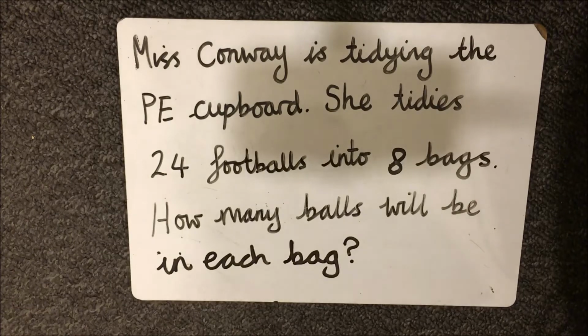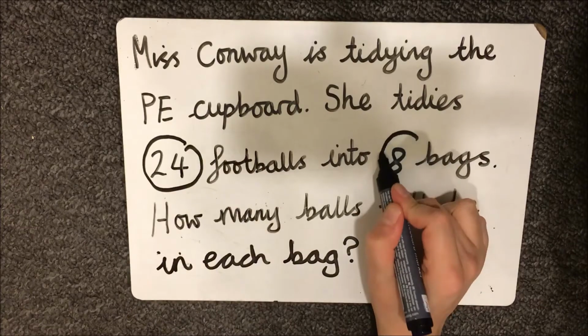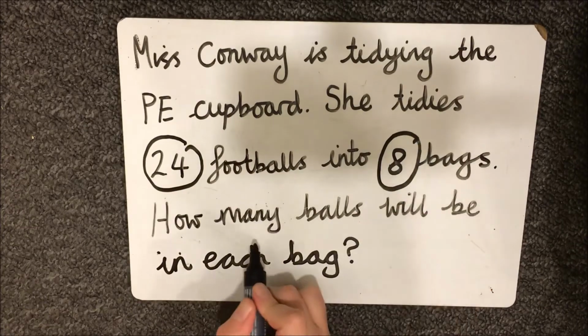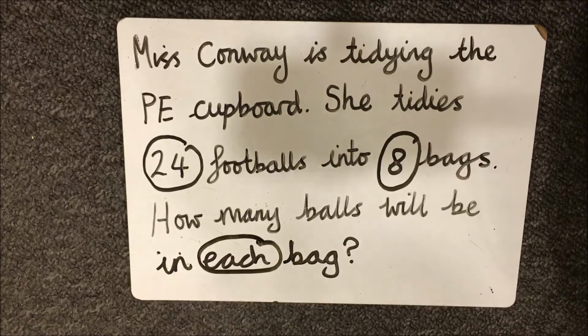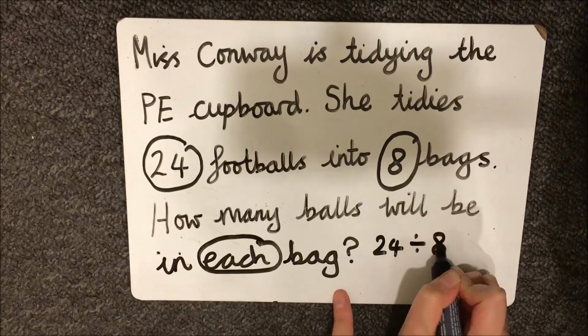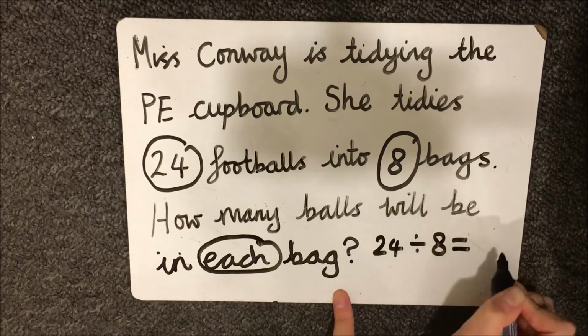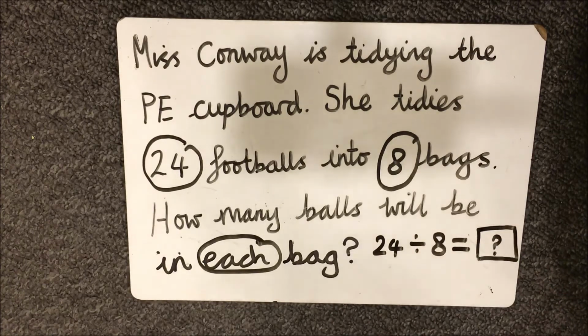Pause and have another read. What are the important pieces of information in this word problem? That's right, that we've got 24 footballs and we're sharing them into 8 bags. And it's asking how many will be in each one. What would my number sentence be? 24 footballs shared into 8 bags is equal to, and this is how many will be in each one. We don't know yet. Let's have a go at reminding ourselves of the methods we used to divide.